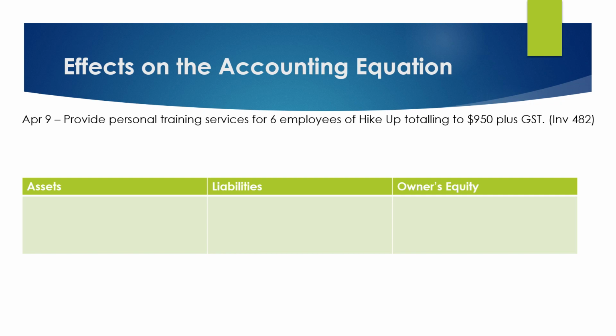Now we're going to look at the effects of a transaction on the accounting equation. On the 9th of April, the business provided personal training services for 6 employees of HiCup, totaling to $950 plus GST. Now this time here, I'm going to start with the $950 fees from these personal training services provided.